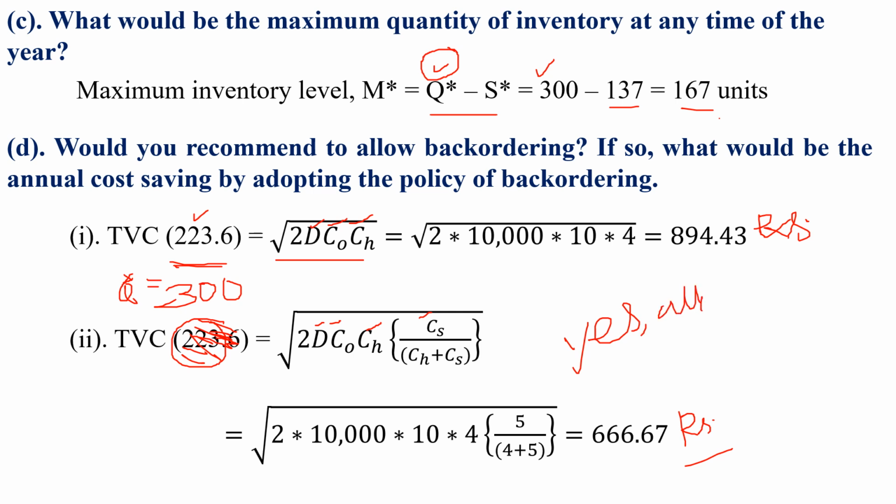So this is the solution for the given problem. Here we have to allow the shortage. We just have to compare the cost without shortage and with shortage. Here with shortage we are getting the less cost in the total variable cost. Then we have to recommend the back ordering, or recommend the shortage.